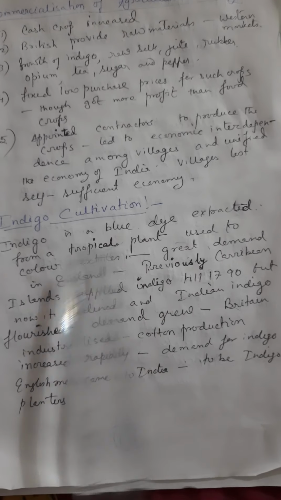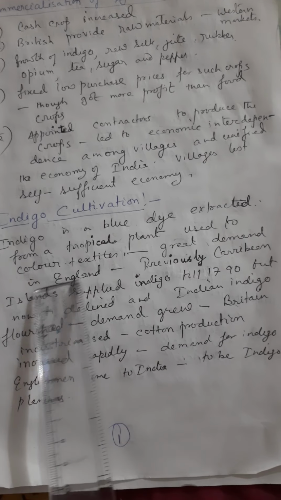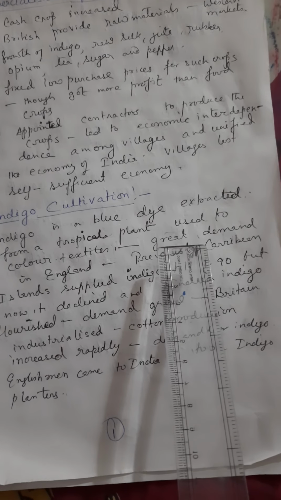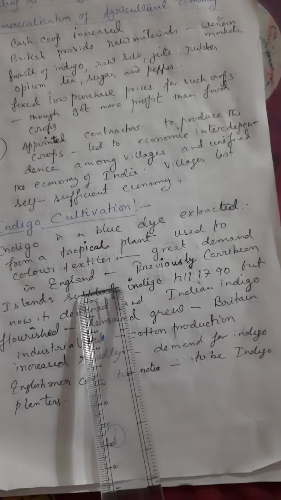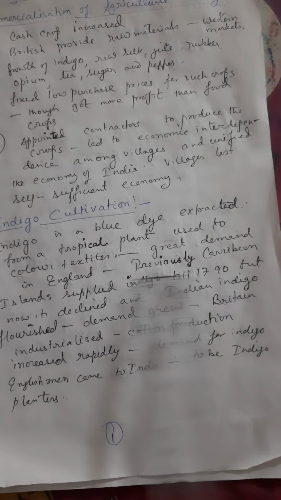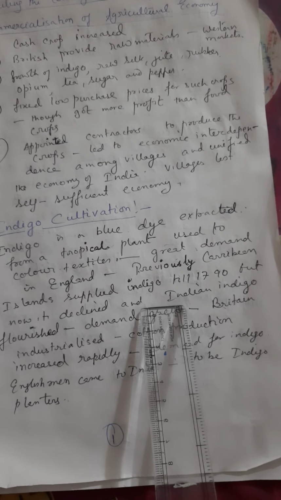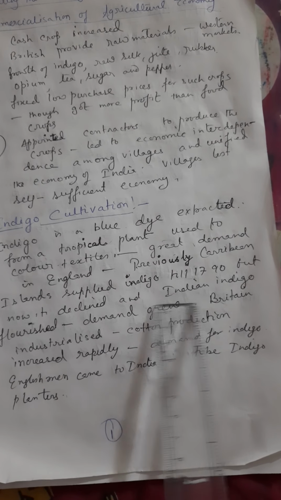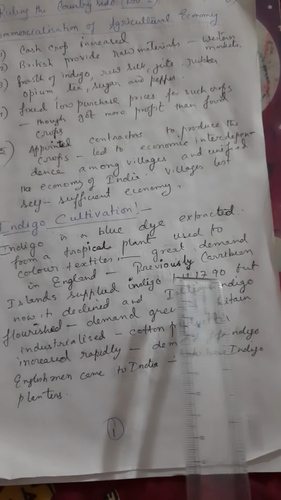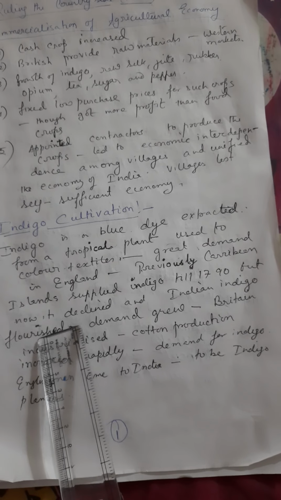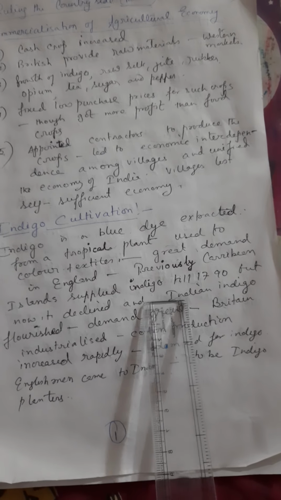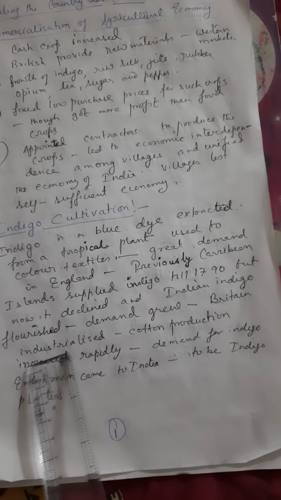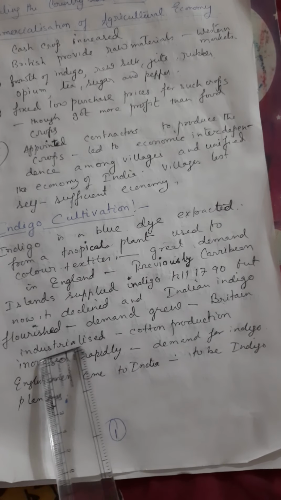Indigo is extracted from a tropical plant which is used to color textiles. Now it was in great demand in England. Previously, the Caribbean islands supplied indigo to the English markets till 1790, but then that declined and Indian indigo flourished.